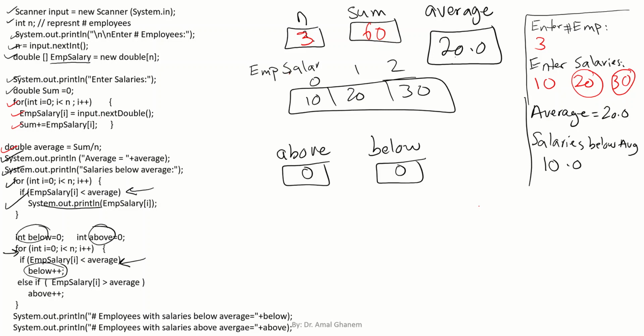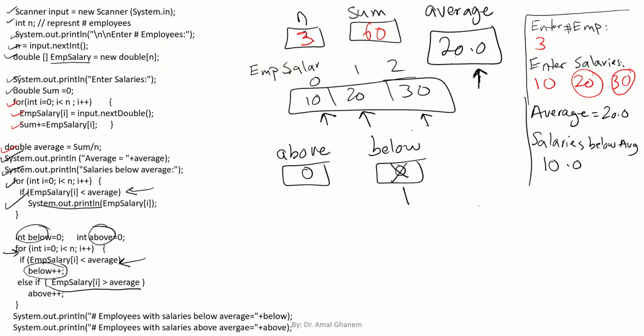So what I will do, I will start from the beginning, 10. Is it below the average? Yes. So which counter do I have to increment? I have to increment below. So we will increment below, and it will be 1. We will go to the second number, 20. Is it below the average? 20, it's not. Is it above 20? It's not. So I will not do anything.